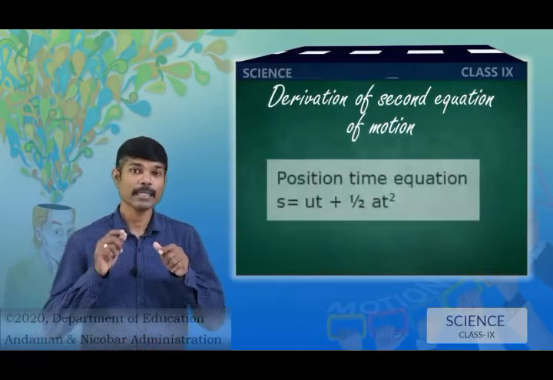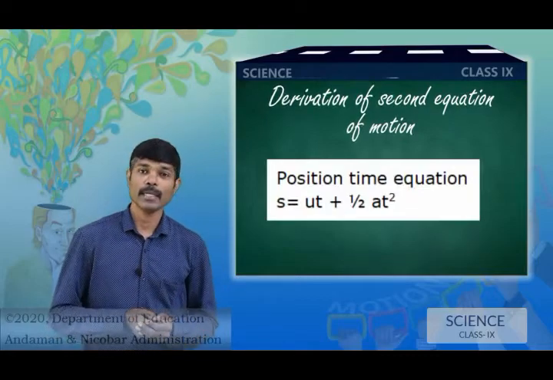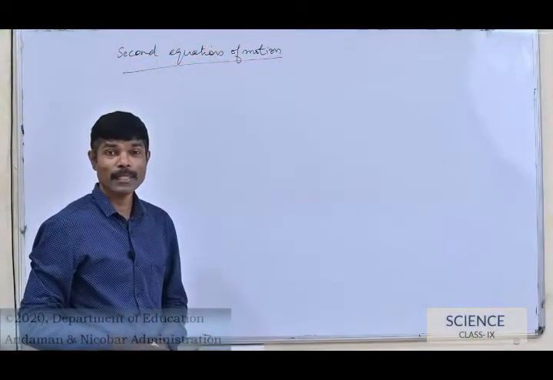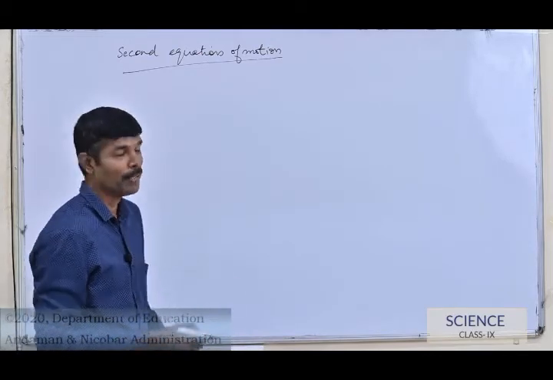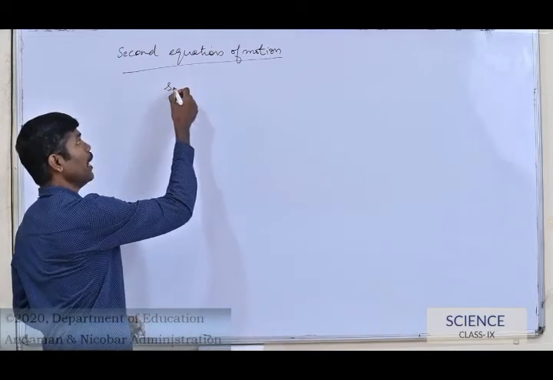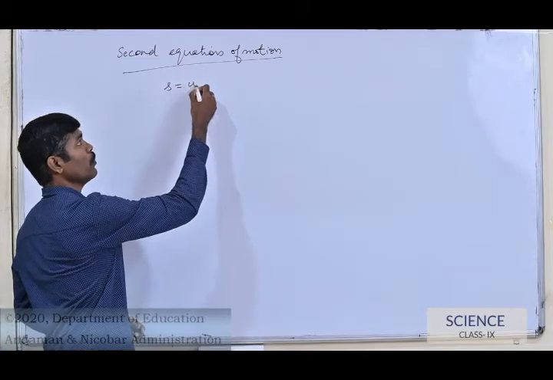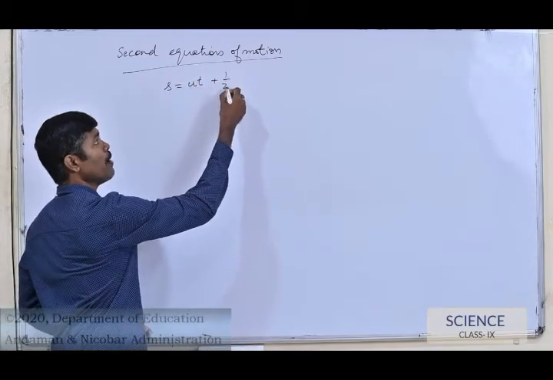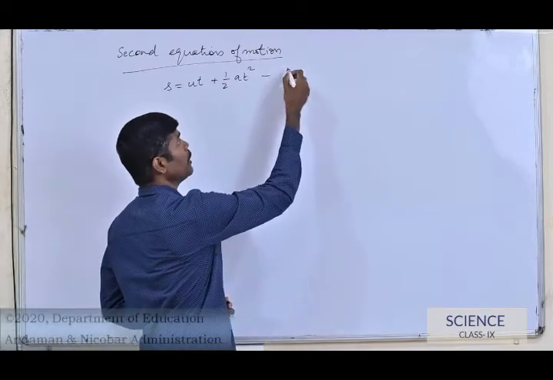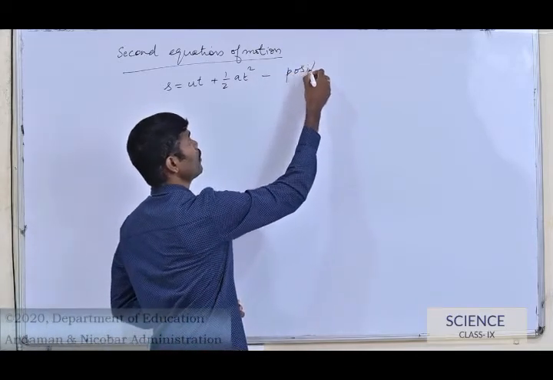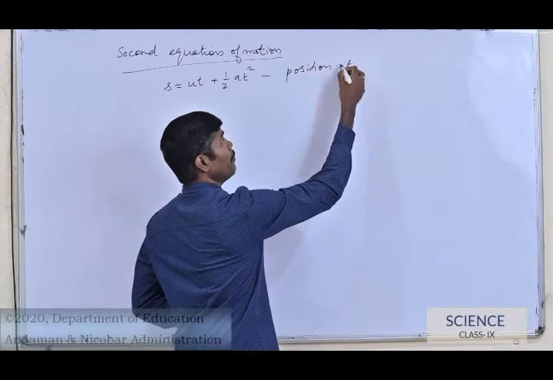Now we will see the second equation, that is the position time equation. Now we will see the second equation of motion. What is that? Position time equation, which is s is equal to ut plus half at square. This equation is named as position time relation.